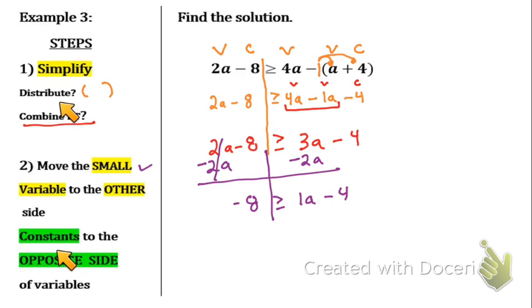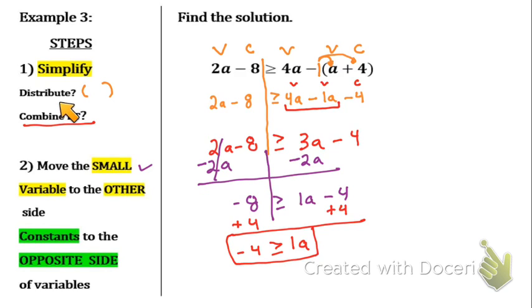Next is to move the constants to the opposite side of the variable. So this is a variable, this is a constant. So this guy needs to come over to the other side. To get rid of this guy, cancel this guy out, we're going to add 4 because it's the inverse. And we're going to add 4 to the other side. So we end up with negative 4 greater than or equal to 1a. Now technically we're done right here, because dividing by 1 doesn't do anything, right? So this is the answer.